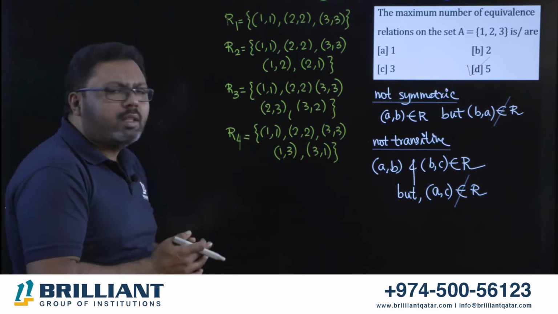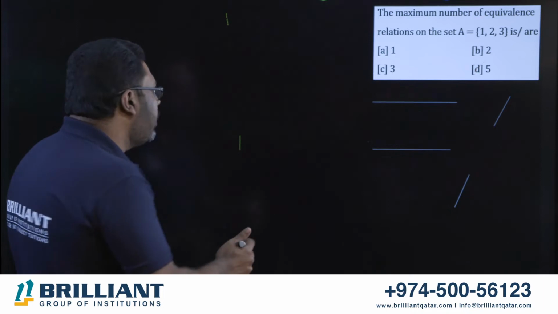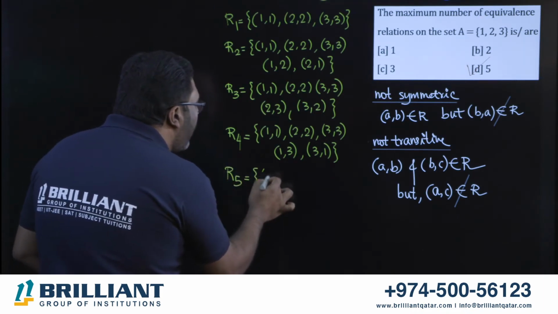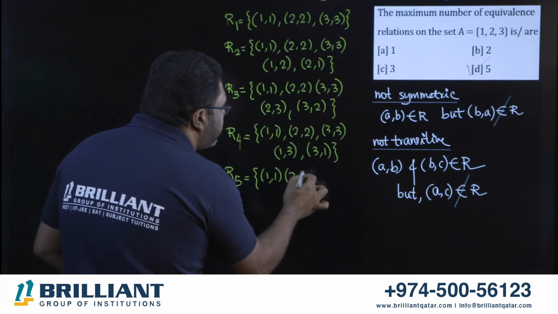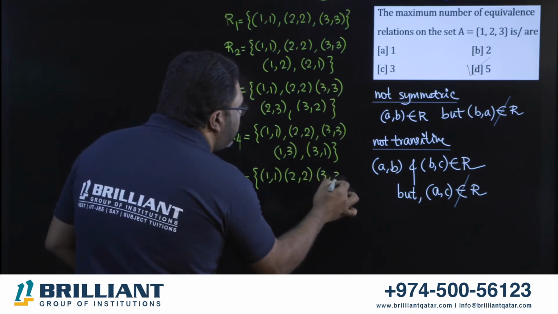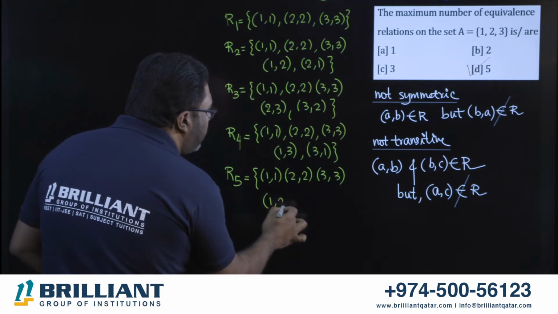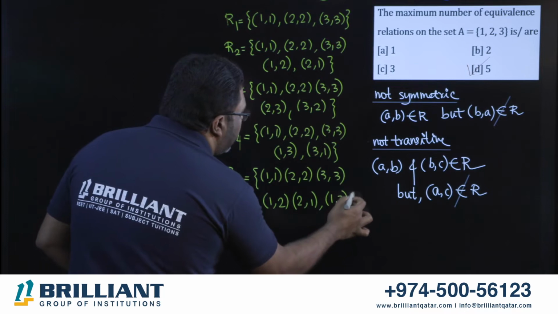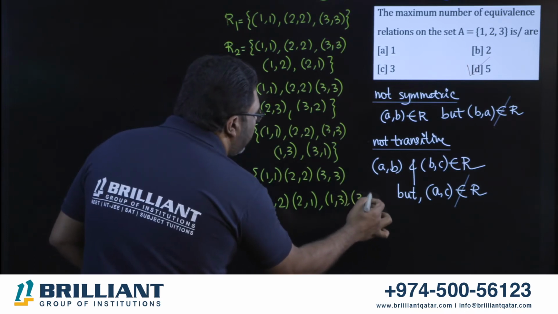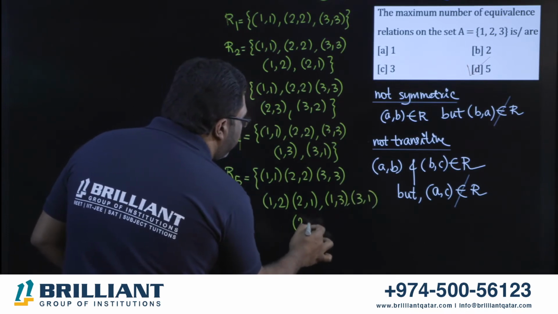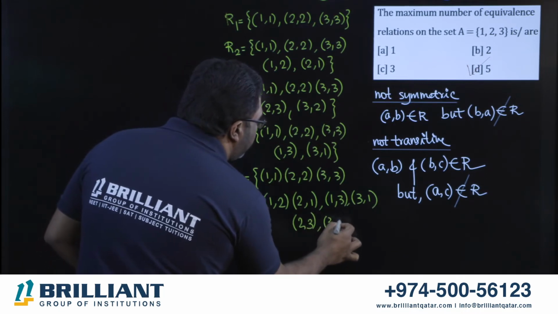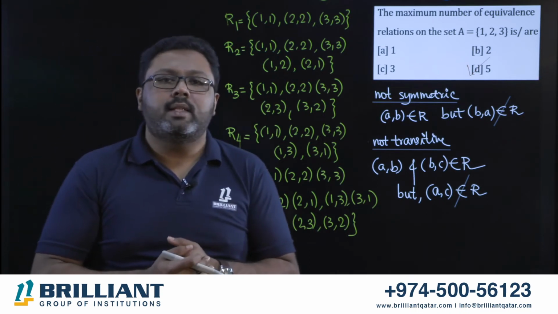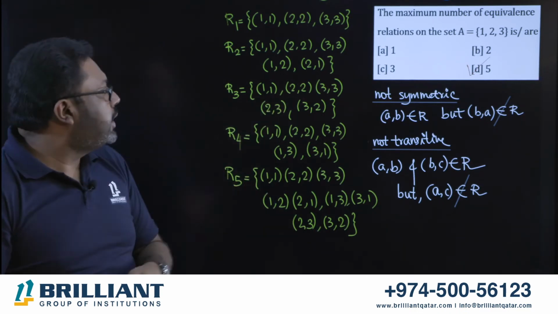So 4 equivalence relations, is it? One more. I have to find one more. The fifth one is completely all the pairs that we discussed till now. 1, 1, 2, 2, 3, 3. Then I would put 1, 2 with 2, 1. Then 1, 3 with 3, 1. And then 2, 3 with 3, 2. These are the 5 equivalence relations which can be defined from the set 1, 2, 3.